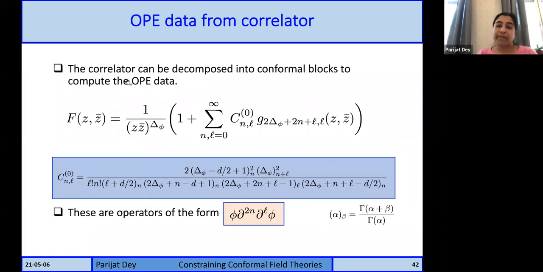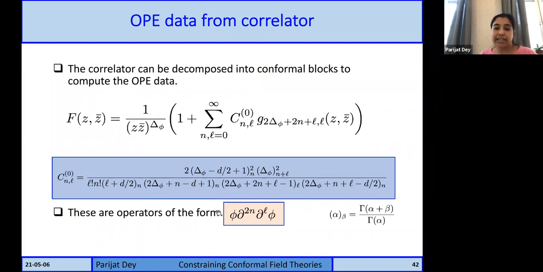Now the correlator can be further decomposed into conformal blocks and used to compute the OPE data. So this is how we decompose the correlator in the conformal blocks. These C's are not known now. We know the left-hand side from the dispersion, and we decompose it. We just match powers of Z and Z bar from both sides, and then we compute the OPE coefficients C0. And this is what we get.